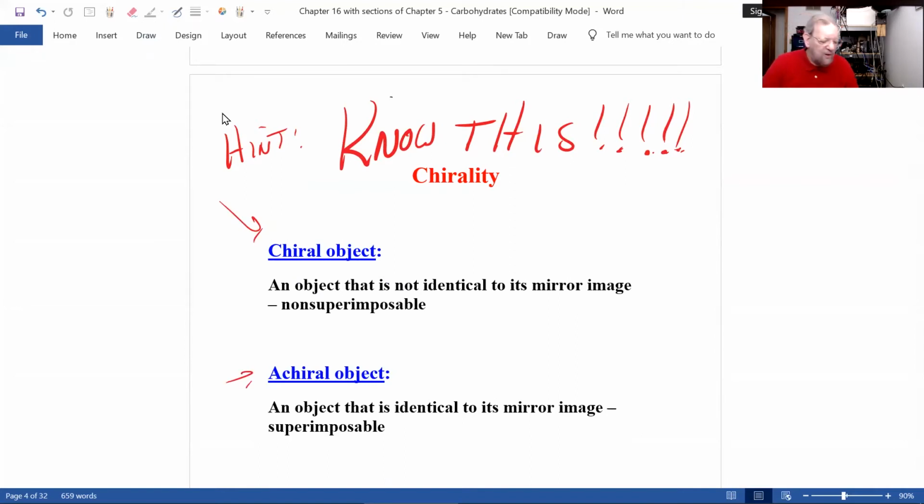Now, when we talk about mirror images, we can talk about objects and later on molecules, and there are two types of molecules. One is chiral, or a chiral object. That's an object that is not identical to its mirror image. In other words, a chiral object has a non-superimposable mirror image.